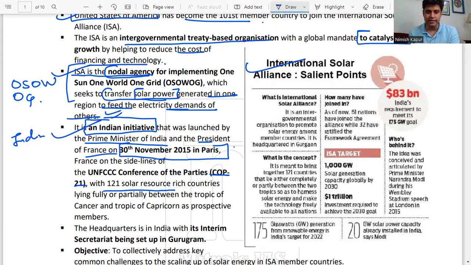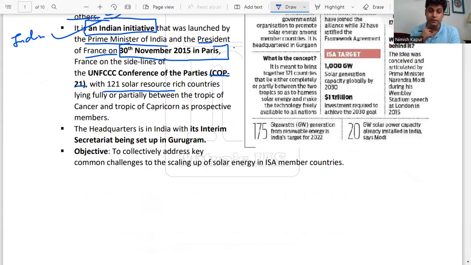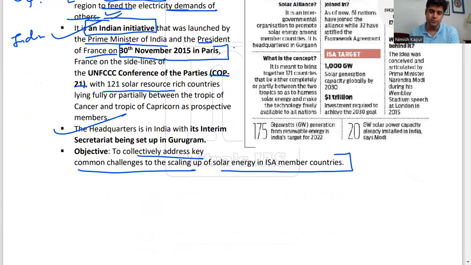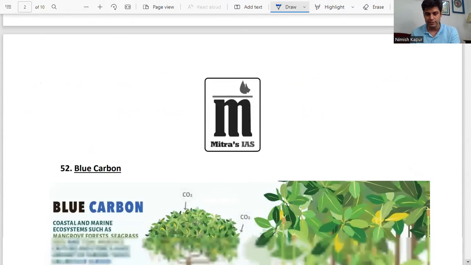So these are the salient features you can read in that. As of now, this is more than important what is required. It is headquartered, interim secretariat is set up in Gurugram. To collectively address key common challenges to scaling up of solar energy in ISA countries, this is the major objective. So this is all about International Solar Alliance.